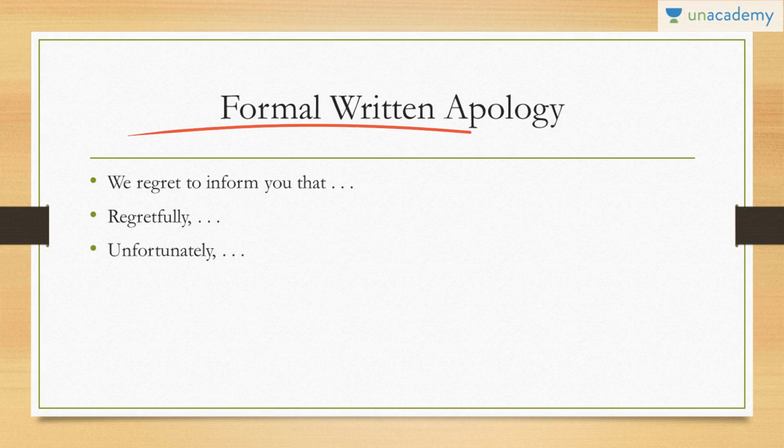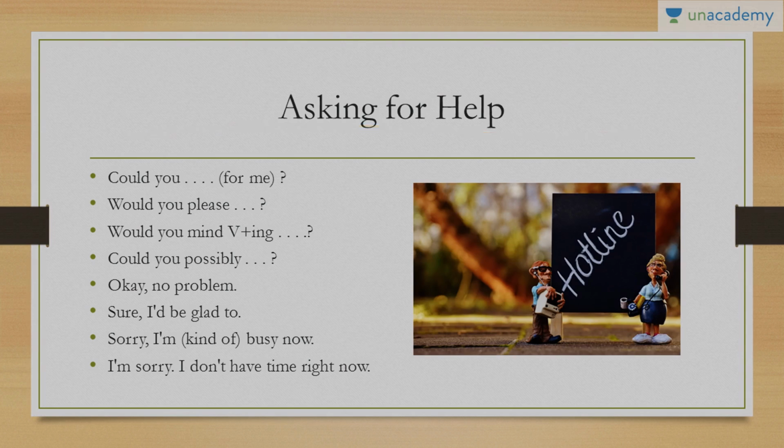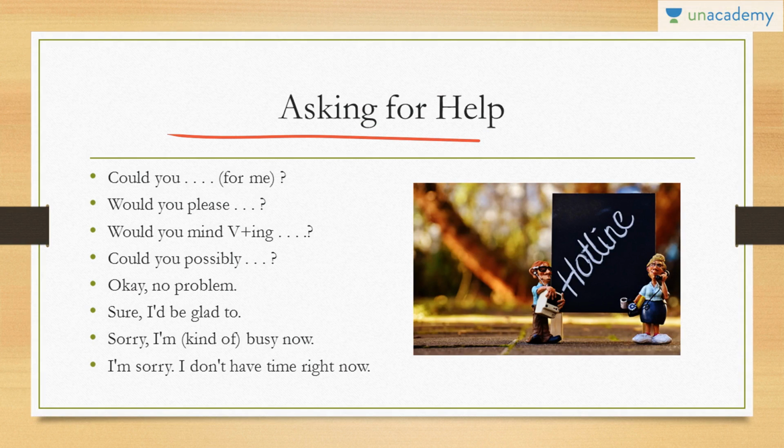And now, what would you say when you have to write a formal written apology, right? So: we regret to inform you that, or regretfully, so and so happened, or unfortunately I haven't been able to do this. So when you're writing a formal apology, you cannot write I am sorry, come on, forgive me. You can't write all this. So in a formal written apology, you have to be very respectful, or you have to write it in a very elegant way.